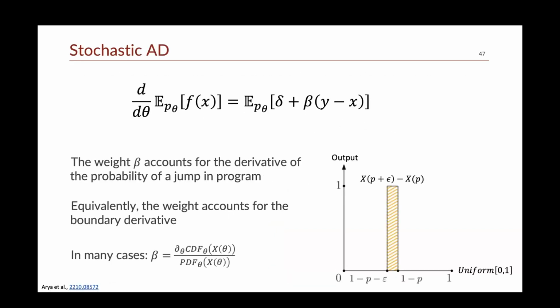This parameter beta is accounting for the derivative of the probability of this small program change. Basically, the derivative of the probability of there being a jump in the program as the change in the parameter goes to 0. As we make an infinitesimally small change to the parameters, there's some gradient of the probability that this program would jump. And the difference between these random variables is telling you exactly how that program would jump if that happens. Just for posterity, this beta ends up looking like the derivative of the CDF divided by the PDF, but we don't really need to get into the details there. What's important is that we can compute this at every step of a program that has discrete randomness. We can combine all these weights to give us a full derivative of the program.